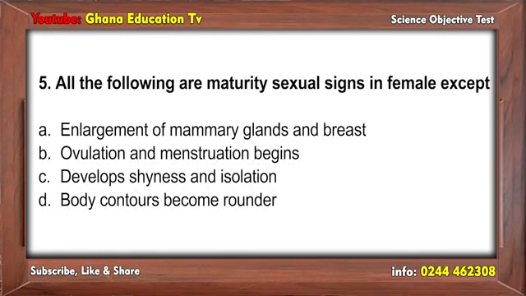Number 5. All the following are maturity sexual signs in female except A. Enlargement of mammary glands and breast. B. Ovulation and menstruation begins. C. Develops shyness and isolation. And D. Body contours become rounder.